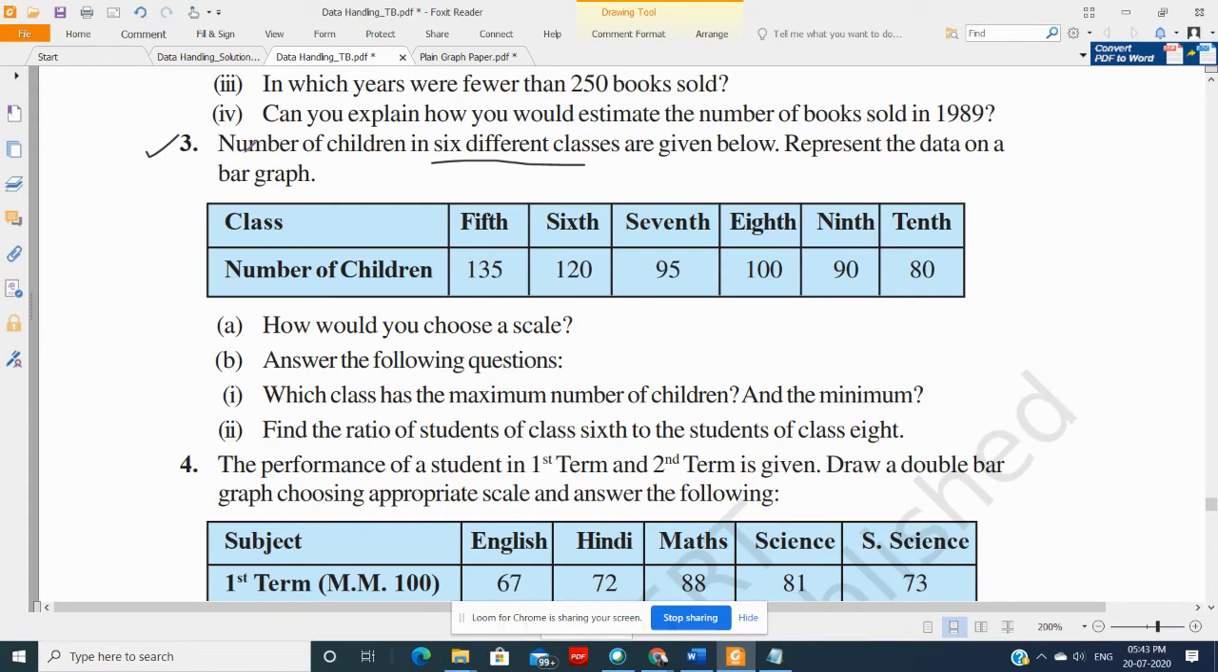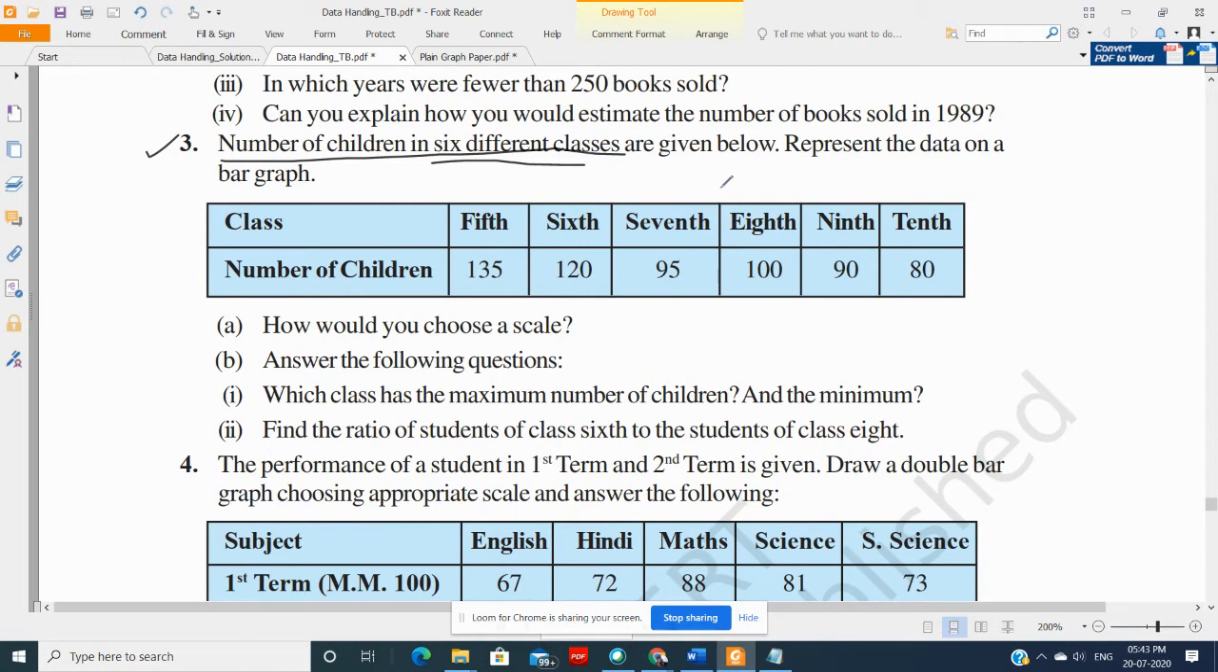Now listen, whenever you read your question, in that you will get different numbers of things. Like here you will get the heading of your graph. As I told you earlier, the heading for the graph is very important. So how can you give the heading? Graph showing number of children in 6 different classes. This is what the heading will be. Whenever you read your question, your heading will be given in your question itself. So read the sum properly.